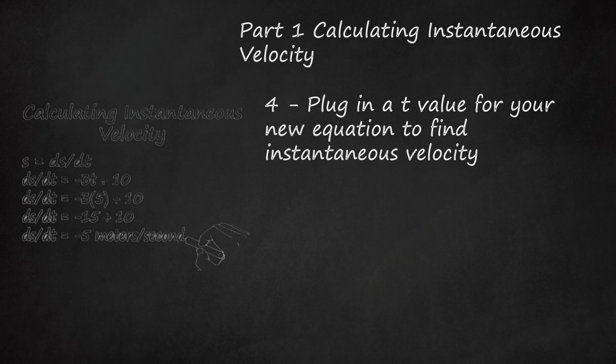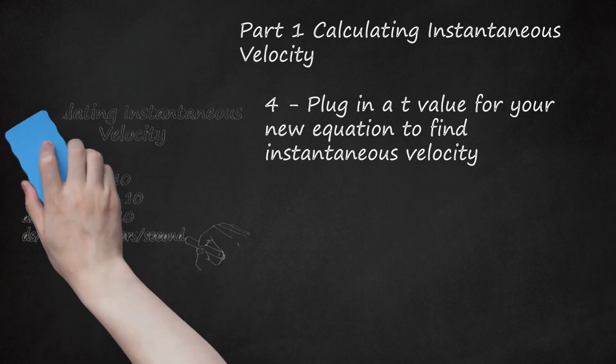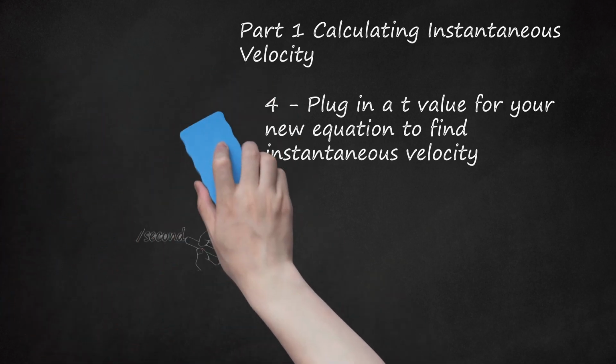Then, we'd just solve the equation like this: ds/dt = 3t + 10, ds/dt = 3(5) + 10, ds/dt = 15 + 10 = 25 meters/second. Note that we use the label meters/second above. Since we're dealing with displacement in terms of meters and time in terms of seconds, and velocity in general is just displacement over time, this label is appropriate.